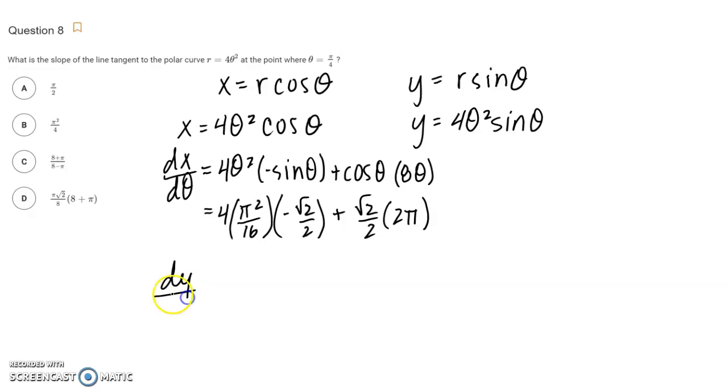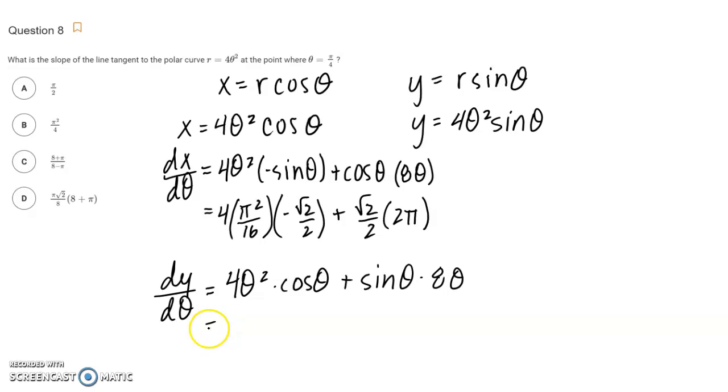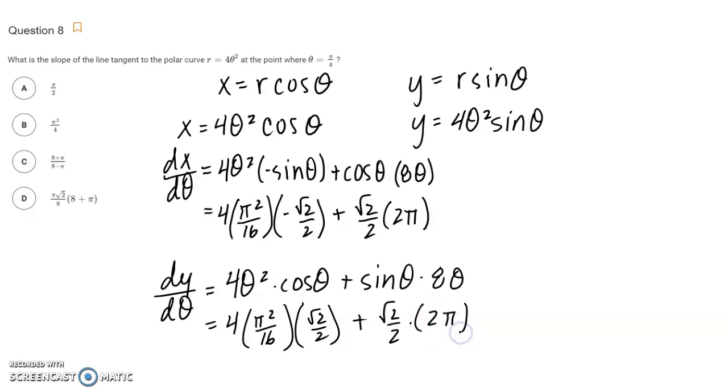Let me come down here now. dy d theta, using product, first times the derivative of the second, plus second times the derivative of the first. So very similar looking derivatives. When theta equals pi over 4, pi squared over 16 times square root of 2 over 2 plus square root of 2 over 2 times 2 pi again. All right, just for the interest of time, I am going to have you complete it. Verify you can get C as an answer.